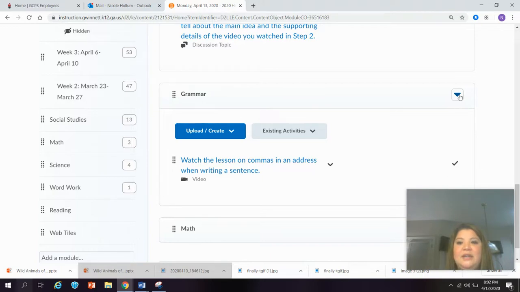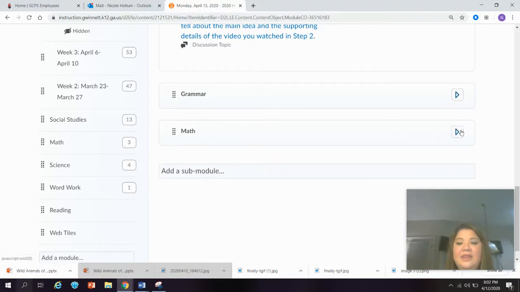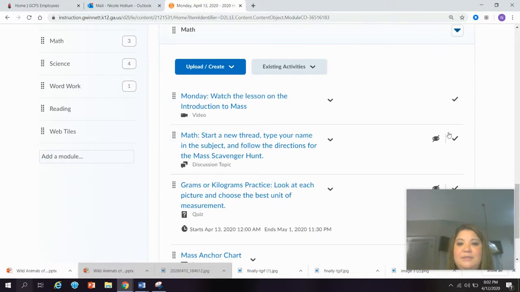And then for math, if you remember last week in some of the lessons I told you we're going to be starting mass, how to measure mass. This week, you have a few steps. You're going to first watch the lesson on the introduction to mass. It's going to tell you what mass is. Then, oh, boys and girls, this is going to be so fun. You get to go on a mass scavenger hunt in your house. The directions are there. You're going to find things that you think are about 1 gram and things that are about 1 kilogram. If you're wondering what a gram or a kilogram is, you have to watch the lesson first. So make sure you watch the lesson.